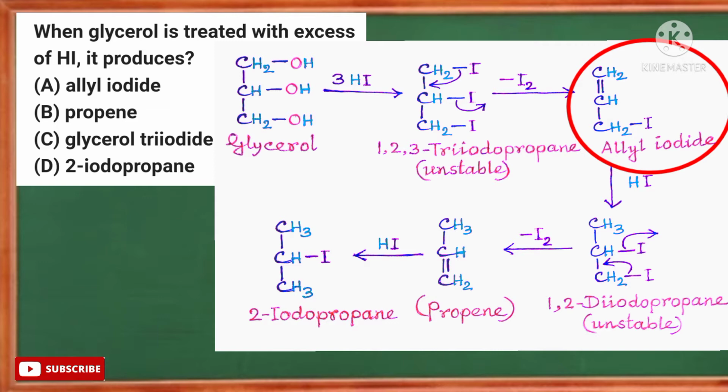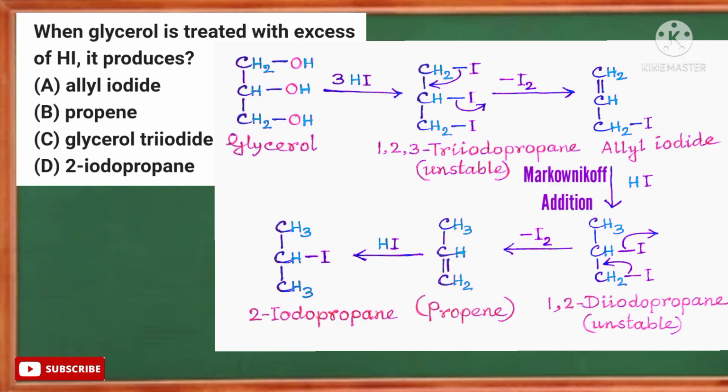Now, if excess amount of HI is present in the reaction medium, the HI molecule will be added to the double bond of the allyl iodide, following, of course, Markovnikov rule, to produce 1,2-diiodopropane. Take a close look here.